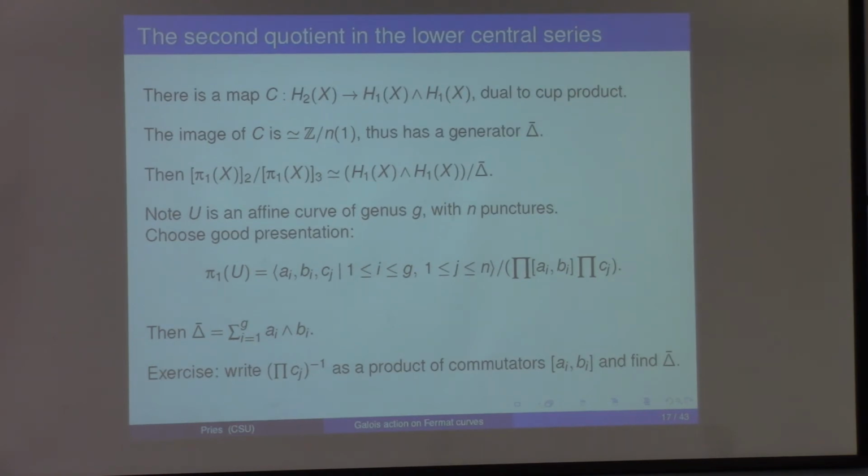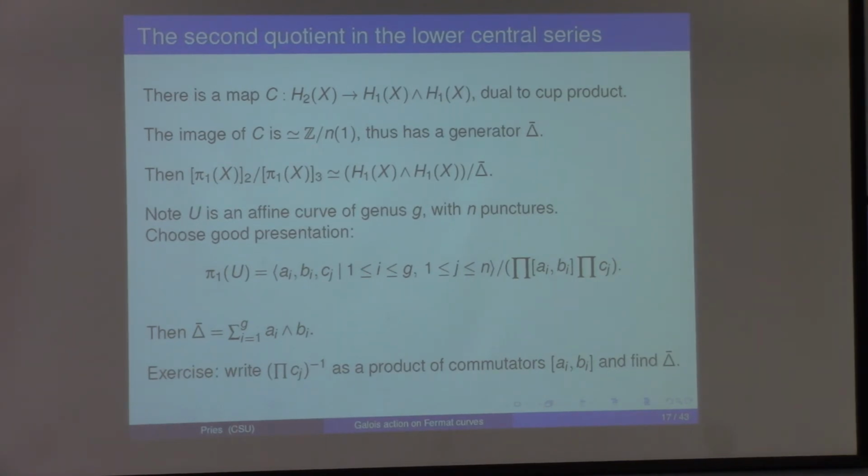I just thought this stuff was really neat, though it's not really number theory. The idea is that this second quotient is not too hard to understand. It just comes out as a wedge product of the homology with the homology, modulo one thing. So if you want to understand this second quotient in the lower central series, this is all algebraic. All you have to do is figure out what this one thing is that gets trivialized.